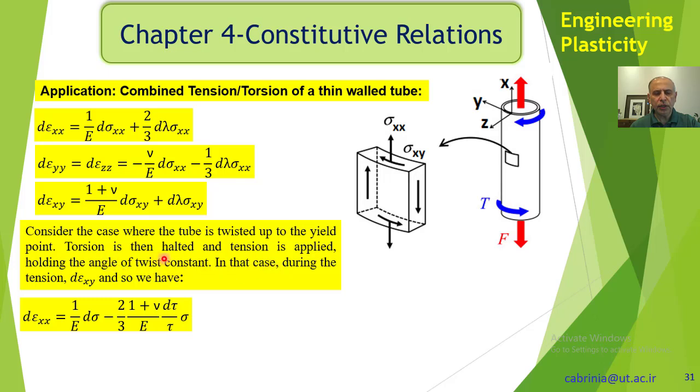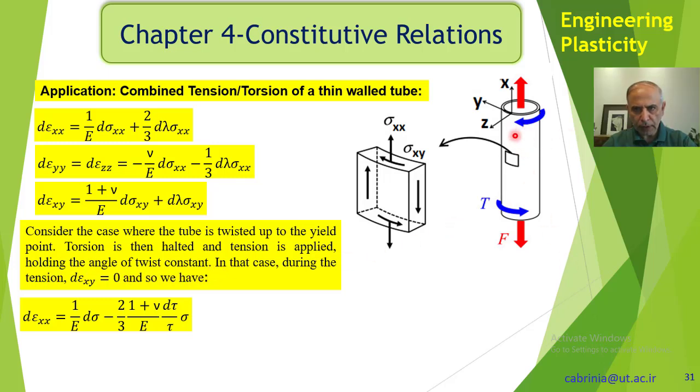Okay, torsion is then halted and tension is applied. After we applied the torsion and reached the yield point, we stop the loading and apply this load. I mean, we stop the torsional loading and apply the axial load and increase the axial load. Okay, tension is applied, holding the angle of twist constant, so that we don't increase the torsional loading anymore. We stop the torsional loading.